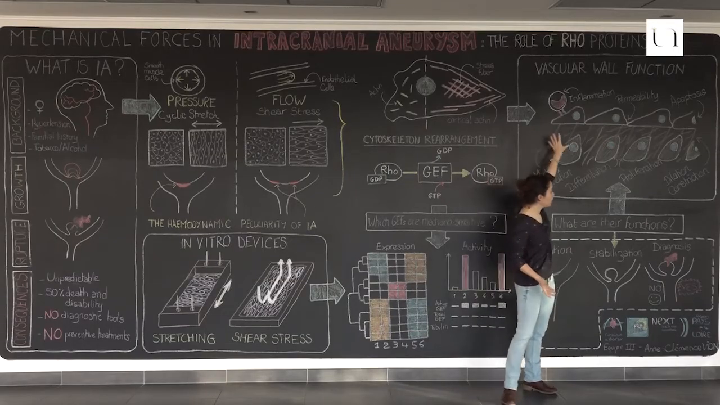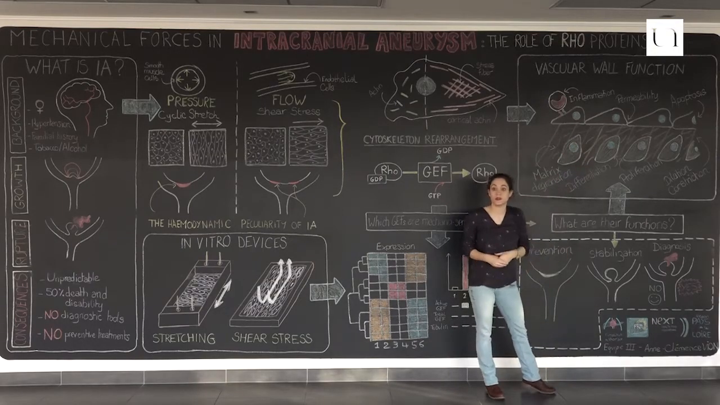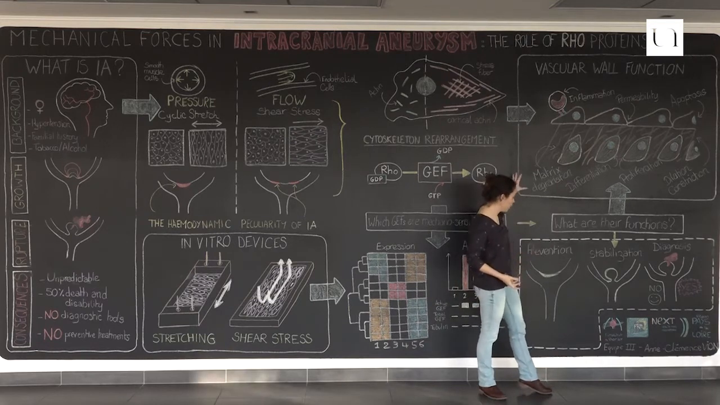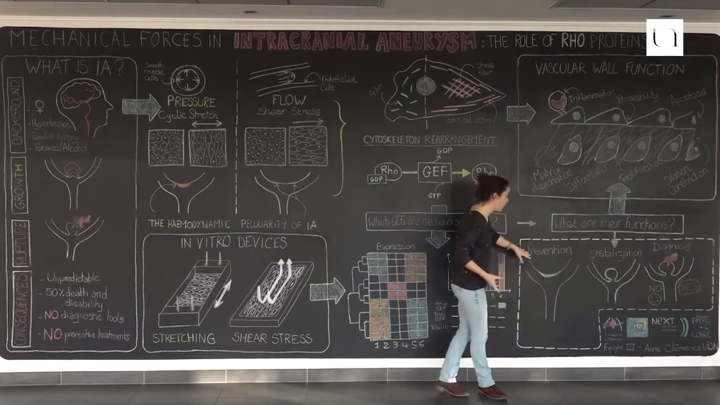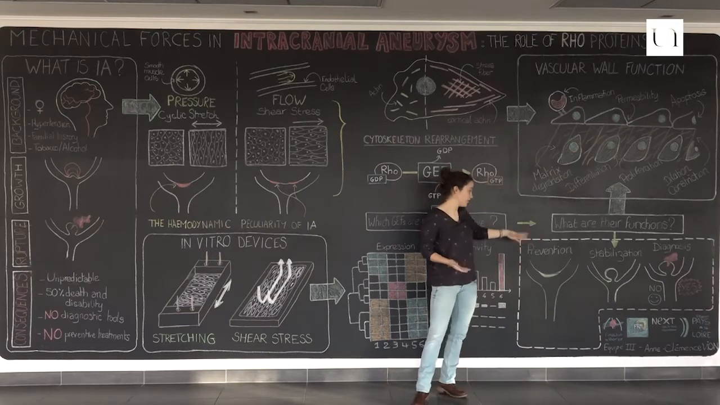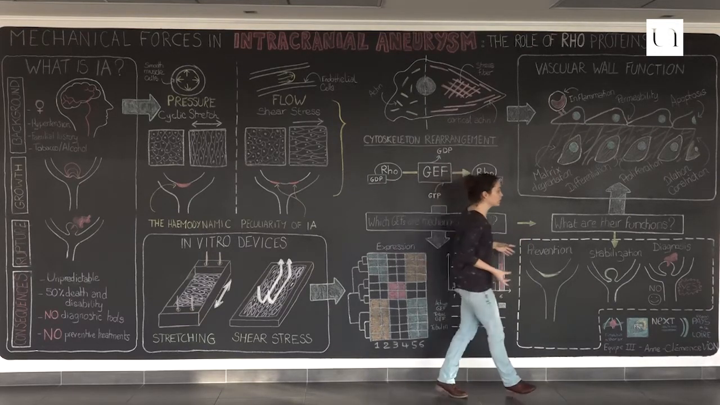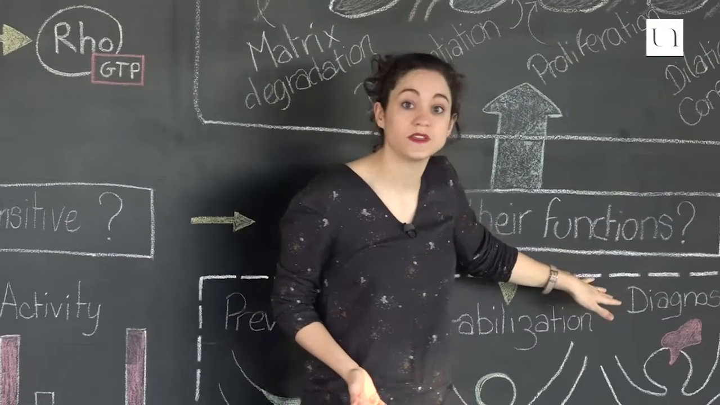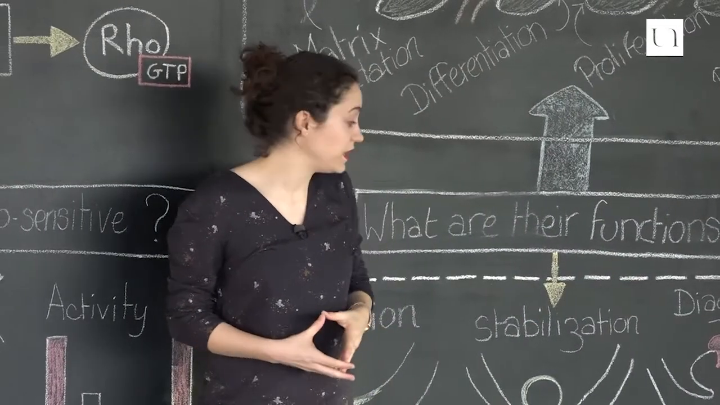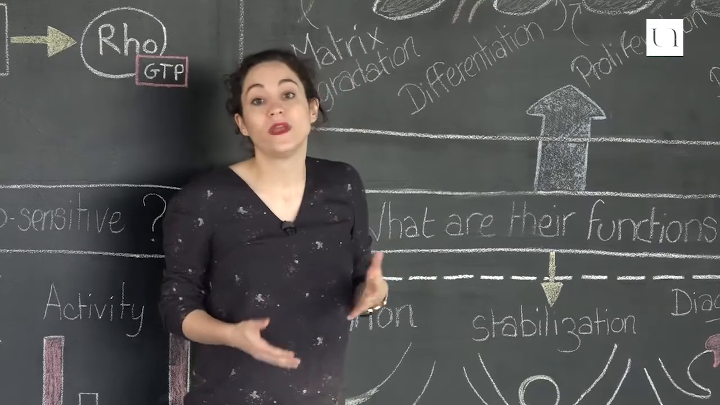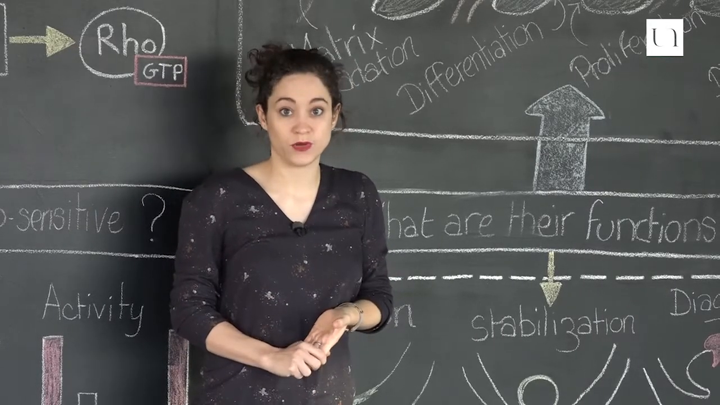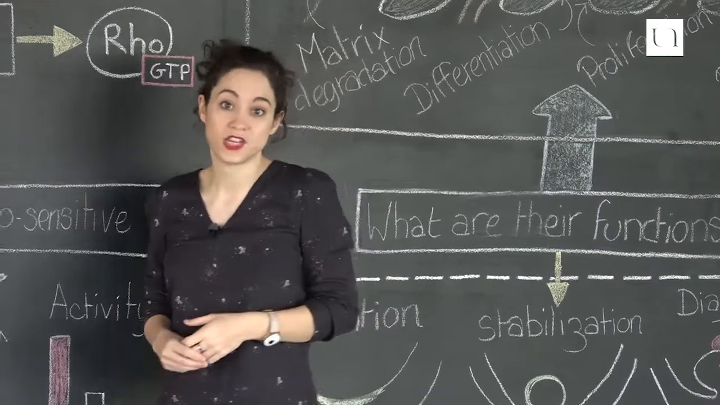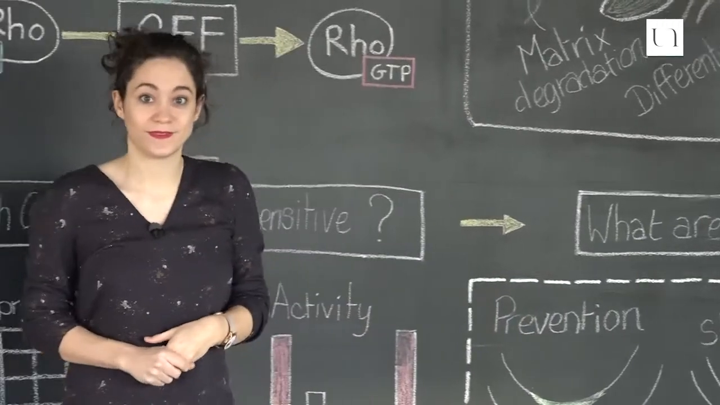Once we know exactly what these GEFs are doing within our cerebral vasculature, we hope to be able to design tools to prevent or to stabilize the formation of intracranial aneurysm, but also to design new diagnostic tools that will help the clinicians to know if one aneurysm is at risk of rupture or not, and therefore improve the management of patients.